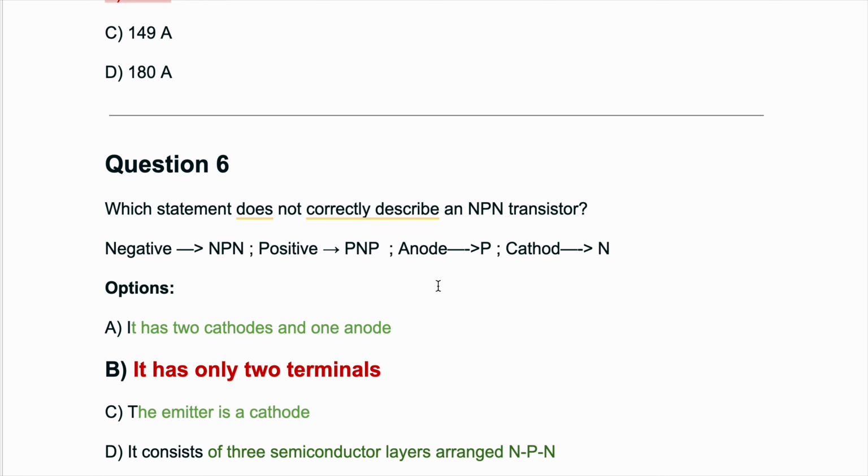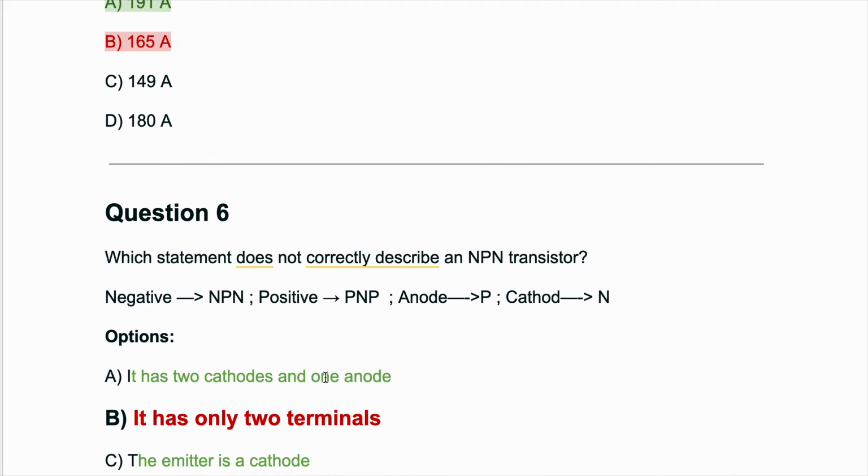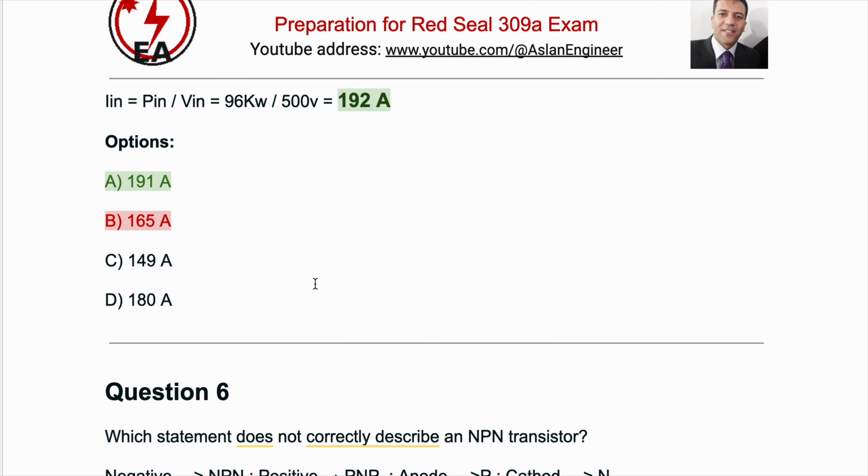NPN transistor is a negative transistor, and so it has cathode, anode, and also cathode in this transistor. So it's only 2 terminals. It's not correct for a statement about the transistors.